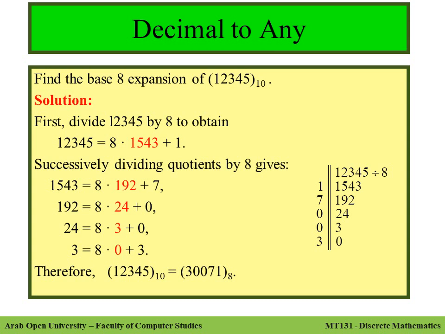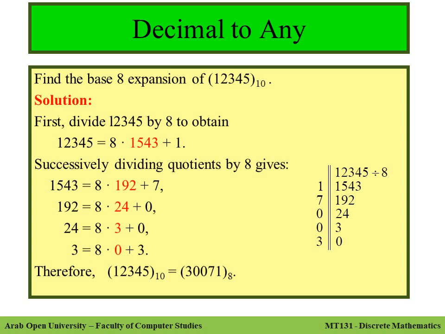1,543 divided again by 8, you get a quotient of 192 and the remainder is 7. And that's your second digit in the representation, in the octal representation. 192 divided by 8 is 24 and the remainder is 0. That's the first 0 in the representation. 24 divided by 8, you get 3 and the remainder is also 0. That gives you the second 0. Finally, the 3, when divided by 8, you get a quotient of 0 and the remainder is 3. And that's your final digit in the octal representation.